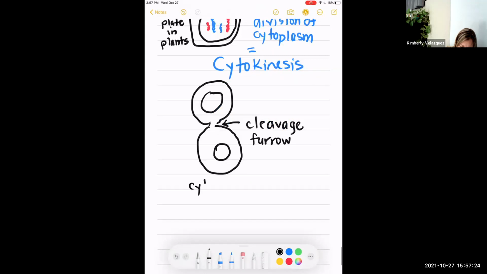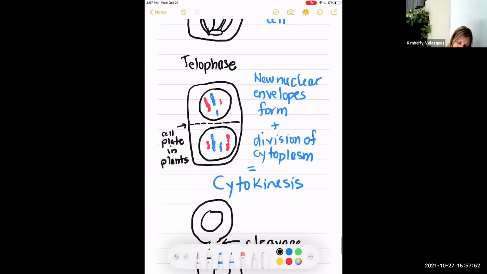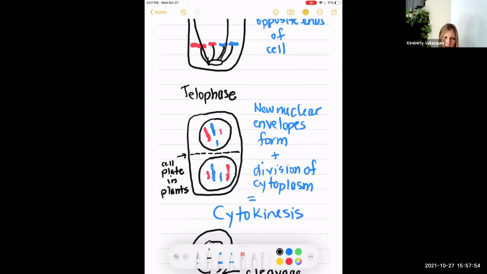So cytoplasm is pinched in half in animal cells. So they end up being completely separate from each other. It's a ring of actin, which is contractile, that pinches those in half. And now we end up with two new genetically identical cells.